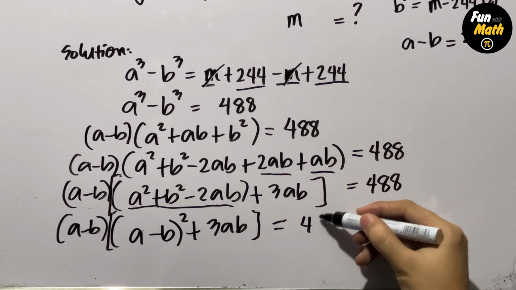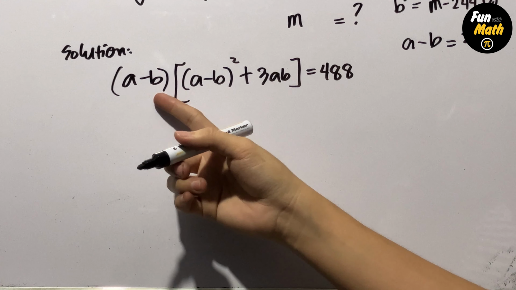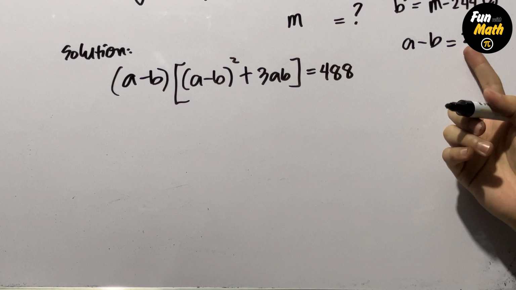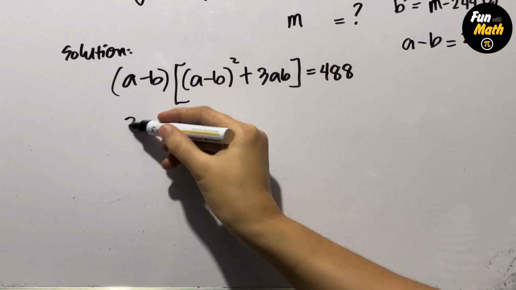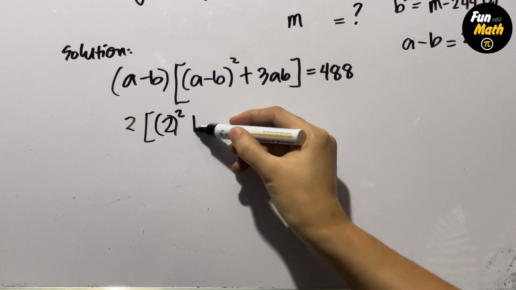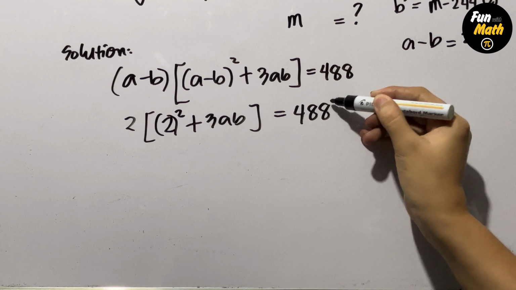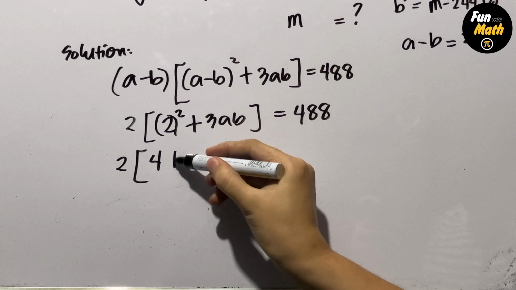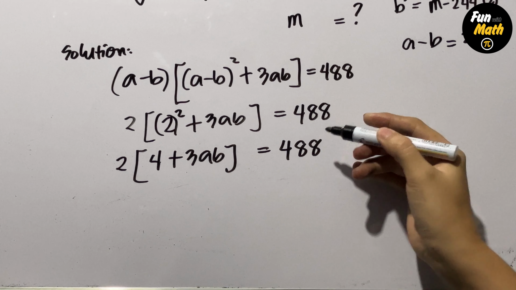equals 488. Now, recall that a minus b is a third derived equation, and the equivalent is 2. So let's put 2 here. So this is 2 squared plus 3ab is equal to 488. And this is 2 squared is 4 plus 3ab is equal to 488.